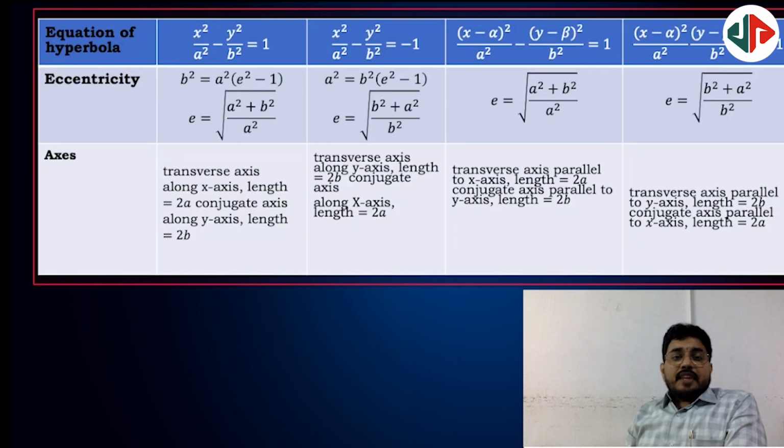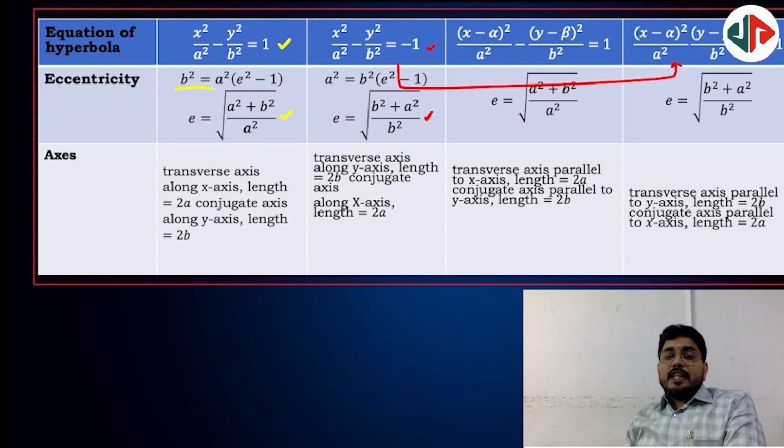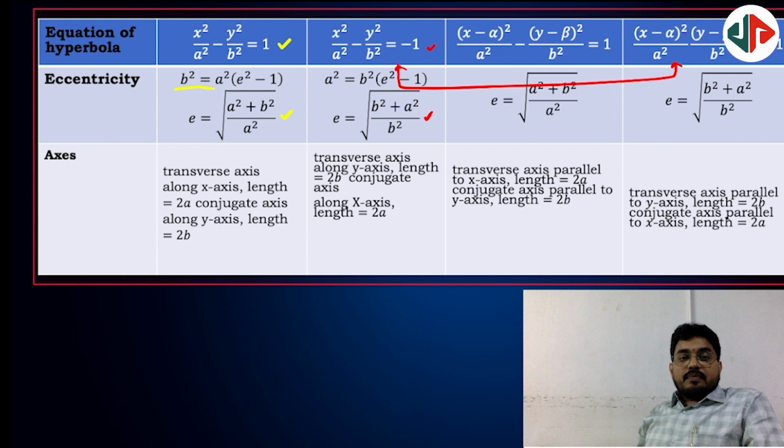So here, if the hyperbola is in this particular format x square by a square minus y square by b square is equal to 1, the eccentricity formula is given like this. This is the eccentricity formula, and its conjugate hyperbola. Here to here, what is the difference? Here the center is 0 comma 0. Here the center is alpha comma beta. And these two are the same. Only the difference is here the center is 0 comma 0, here the center is alpha comma beta.